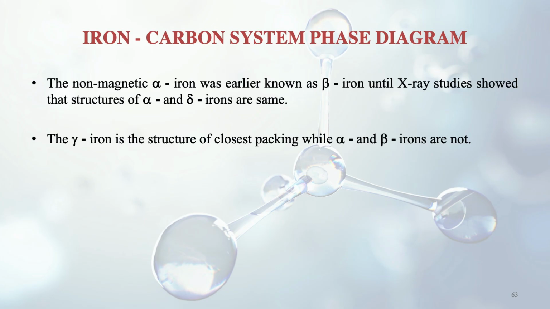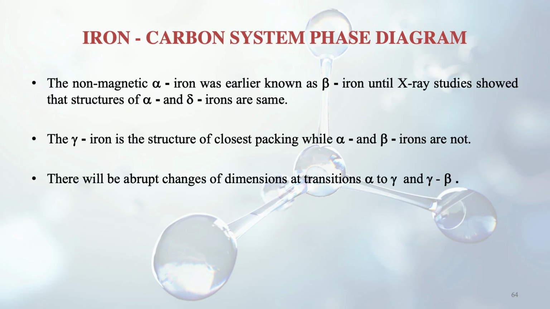The gamma iron is the structure of closest packing. That means austenite, as it is also known, which I will discuss in the further slides. While alpha and delta irons are not so close packed. There will be changes of dimensions at the transitions from alpha to gamma and gamma to delta, because of this close and not so close packing.